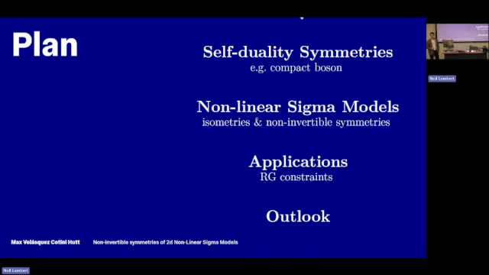Good. So the plan for the next few minutes is to tell you about a particular type of non-invertible symmetry, these so-called self-duality symmetries, and I'll exemplify it with the compact boson CFT. Then I'll tell you about sigma models and their symmetries. I'll give you an application to our G-flow constraints, and then I'll wrap up.